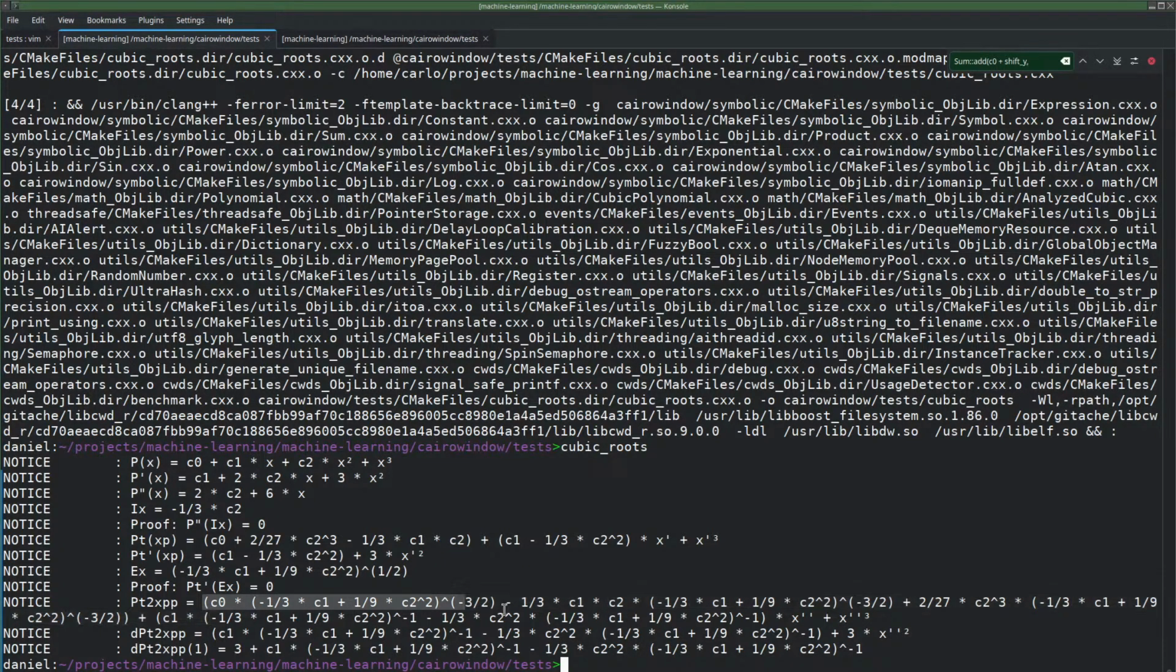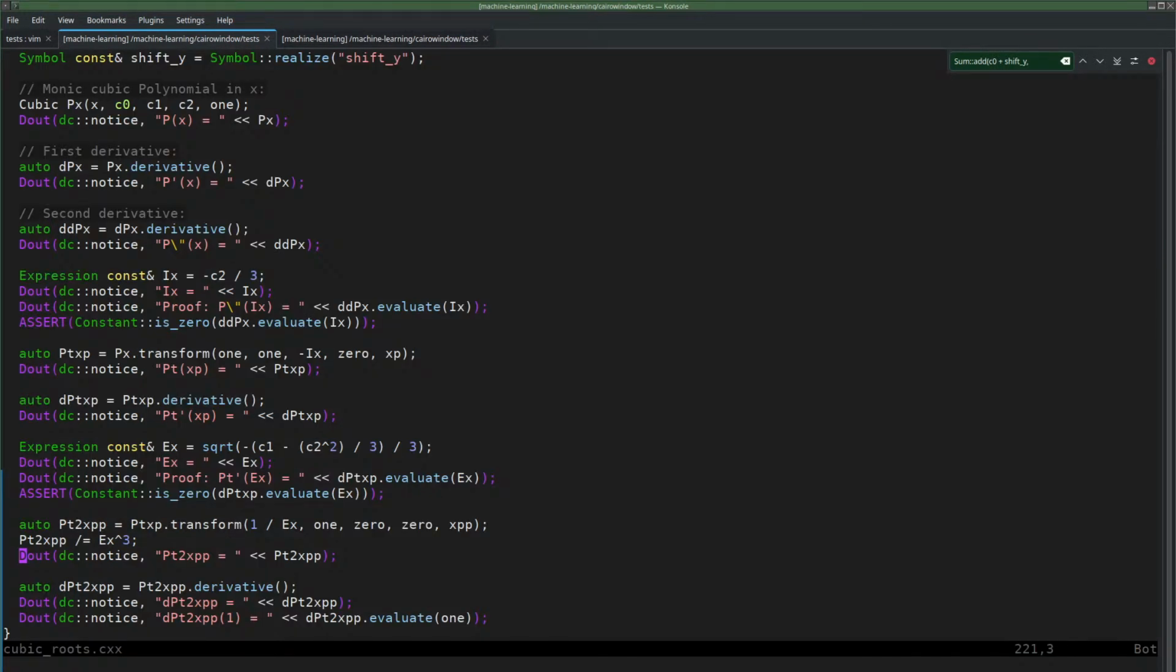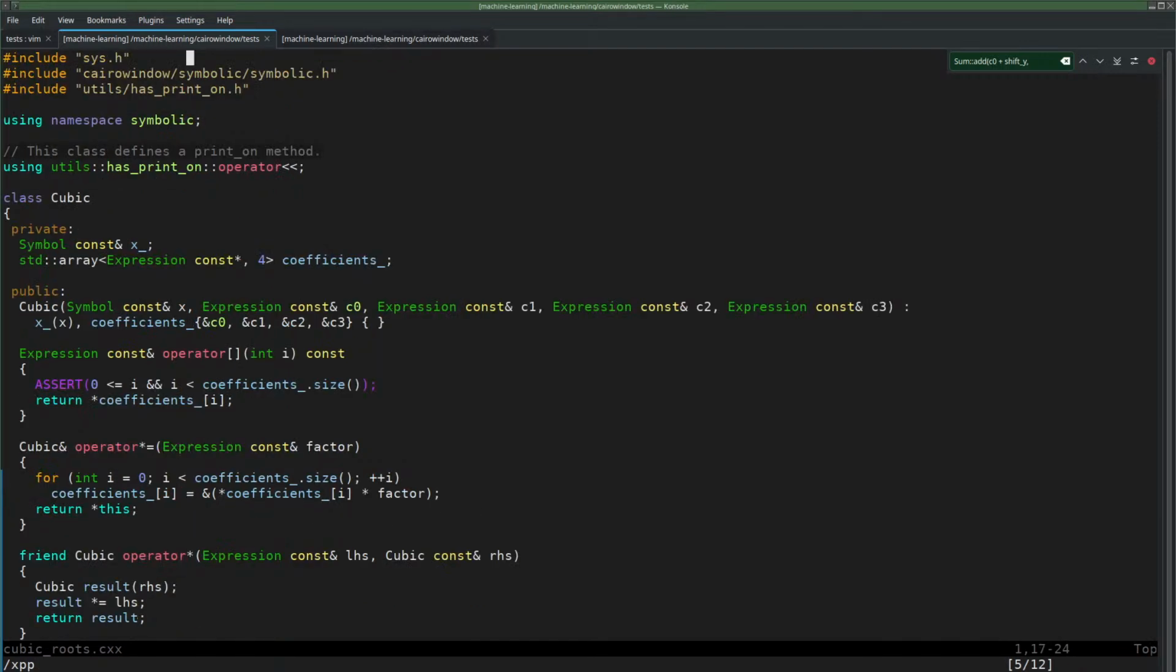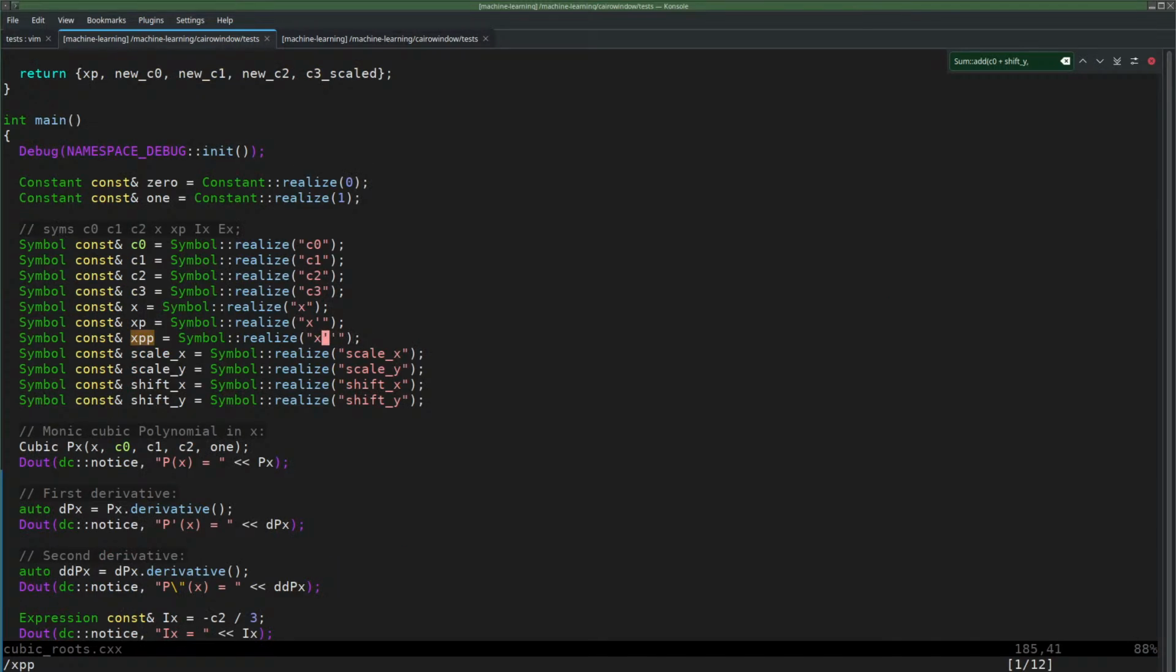Let's just dump this in Octave, which is not possible because of the double prime. Let's rename that. So I'm currently having an XPP, which then I call double prime. Just call it PP. Let's call this one P.